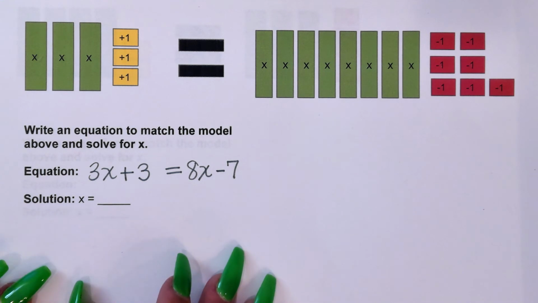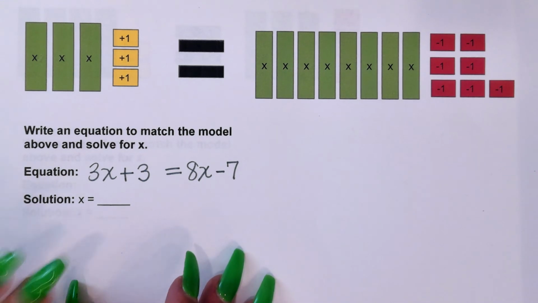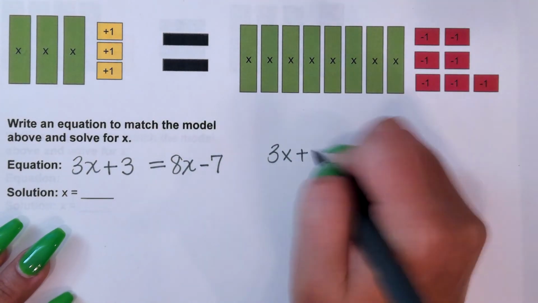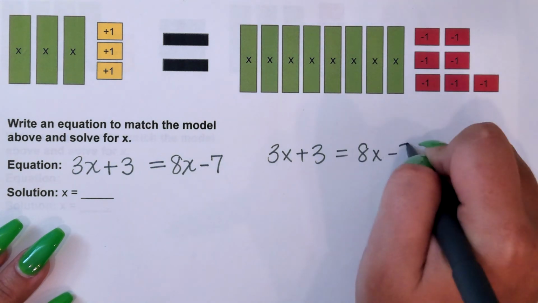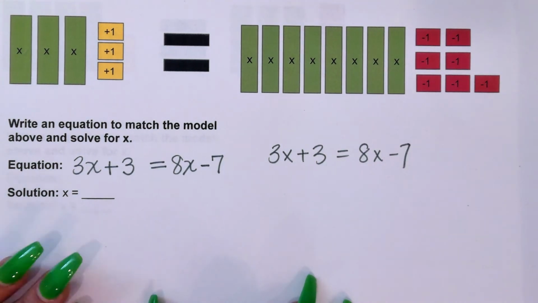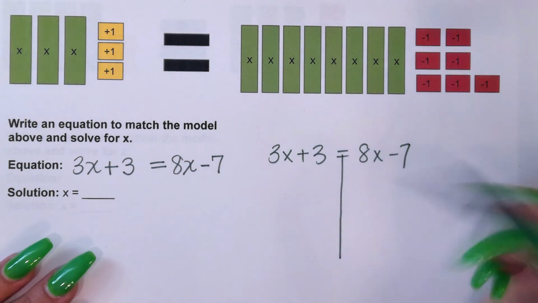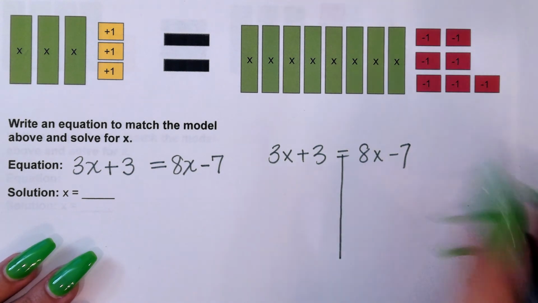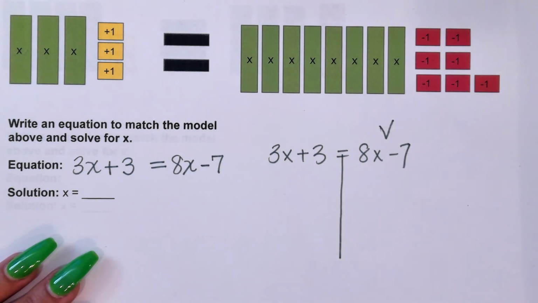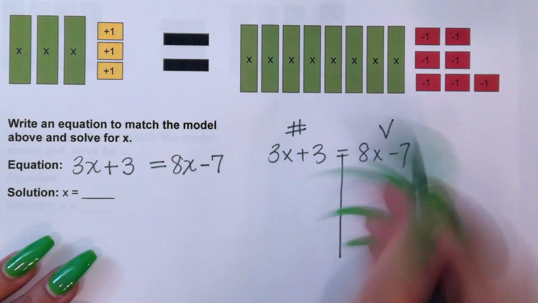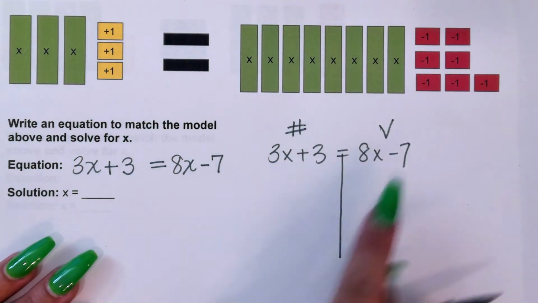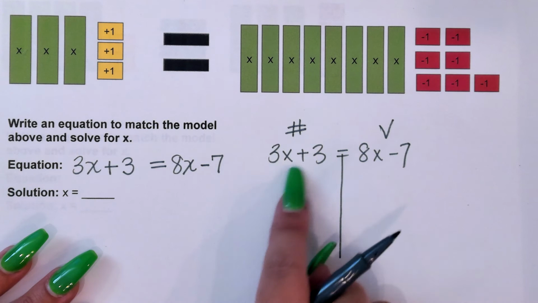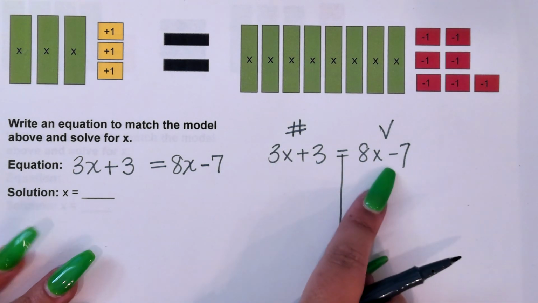So now we want to solve. You guys should already know how to solve by now, but I will solve it. 3x plus 3 equals 8x minus 7. The first step is to assign your variable side, and it's going to be the side with the bigger variable. So I've got 3 and 8. So this side is going to be my variable side since 8 is bigger. And this side is going to be my number side. So since I want all of my variables over here, since this is the variable side, I want to bring this 3x over to my variable side.